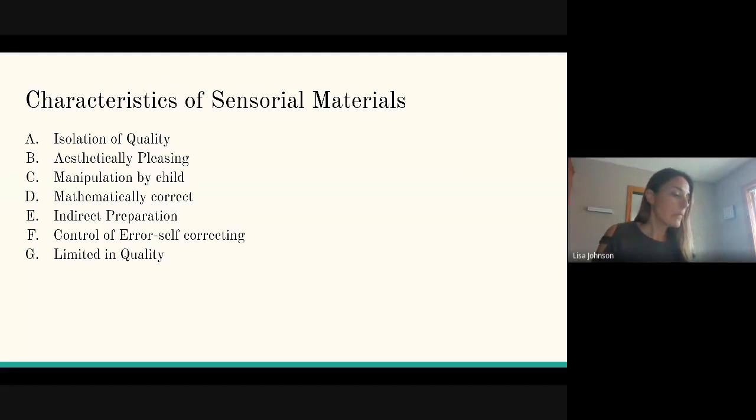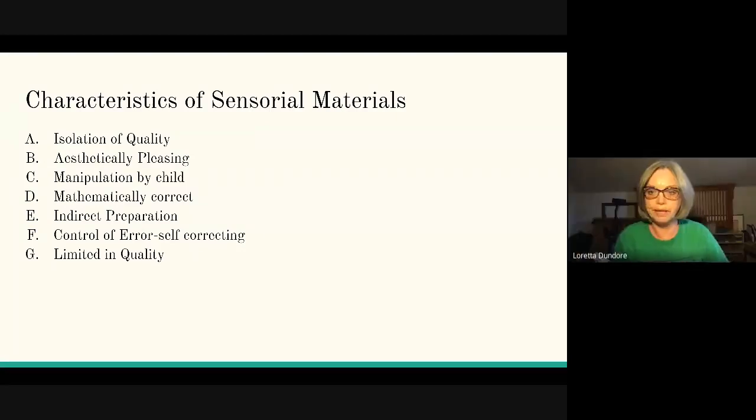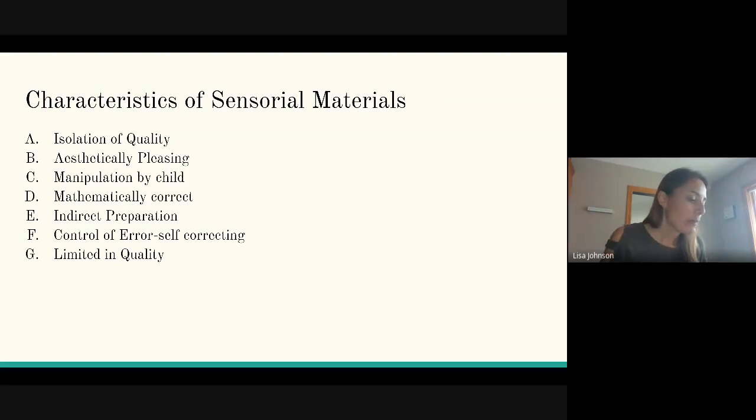There we go. So isolation of quality means that each material has only one quality as its focus, like color tablets, color. Brown stairs, thickness. What's another one, Lori? Big and small, long and short. There you go. Okay, so it is purposeful. It helps the child to focus only on that one quality.